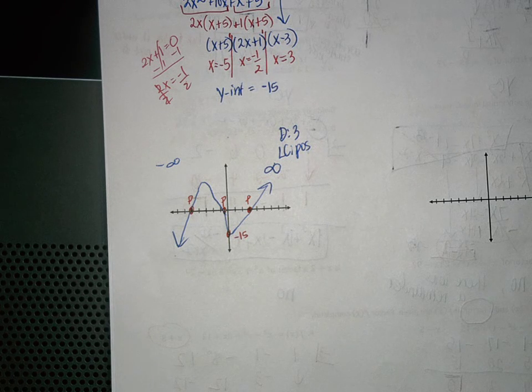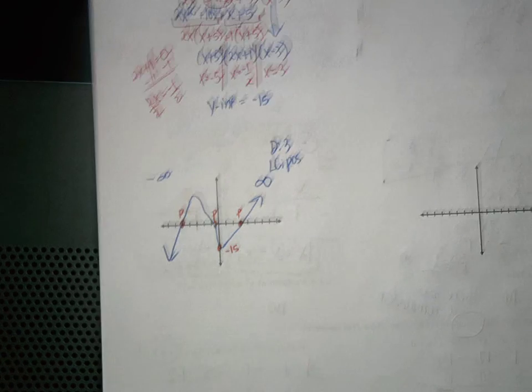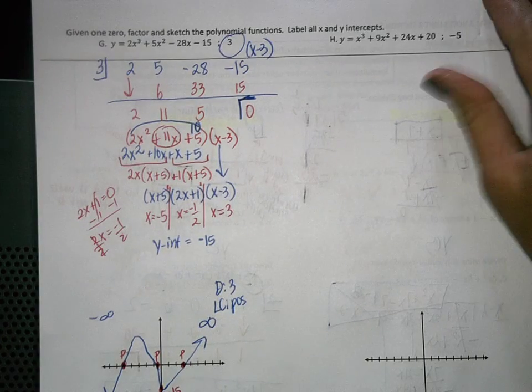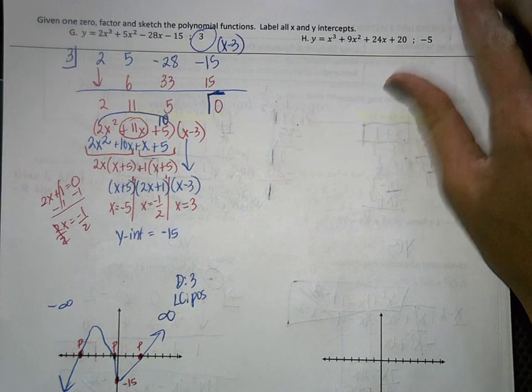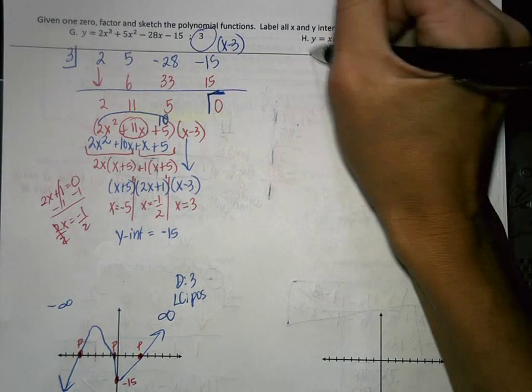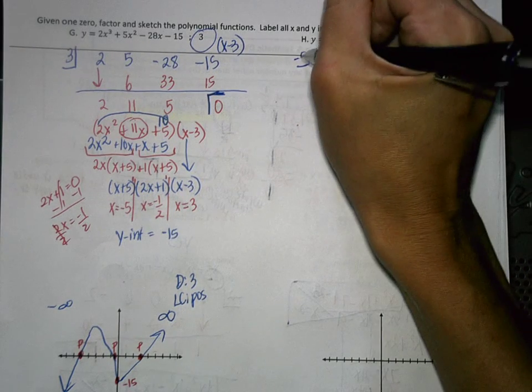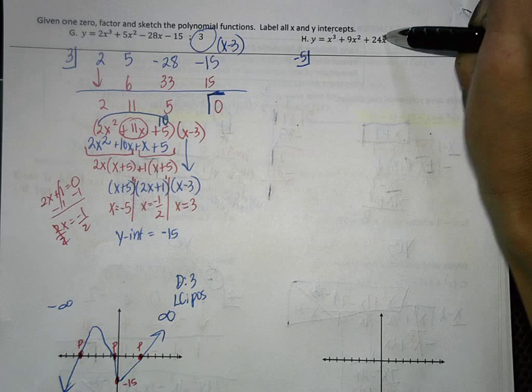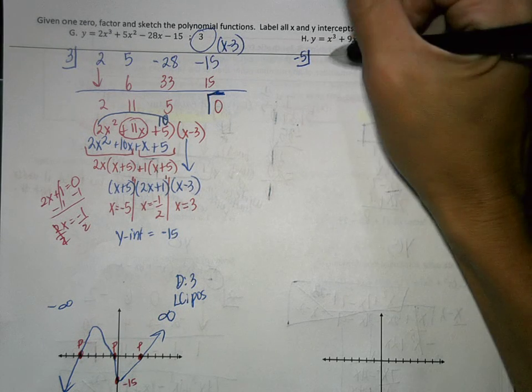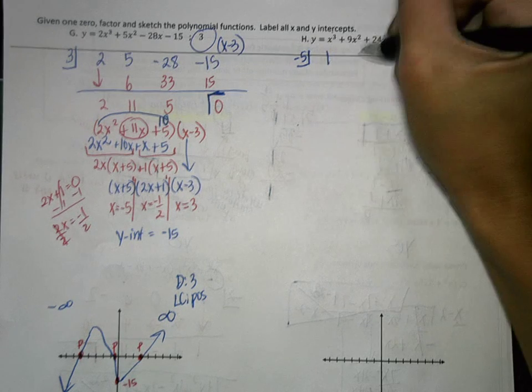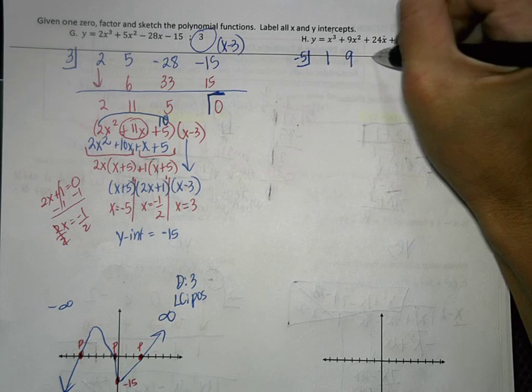H. H is a little easier. I was going to have you do it on your own, but we don't have time for that. So we're going to do it together. What number is going to go in my little box for synthetic division? Negative 5. This goes 3, 2, 1. We're good in descending order. So my coefficients are 1, 9, 24, 20.